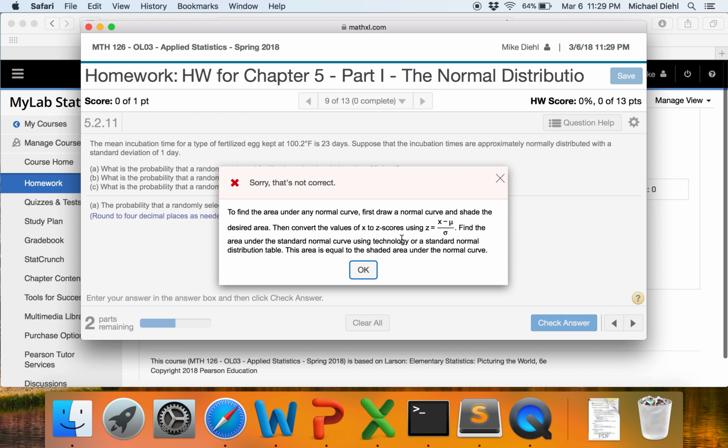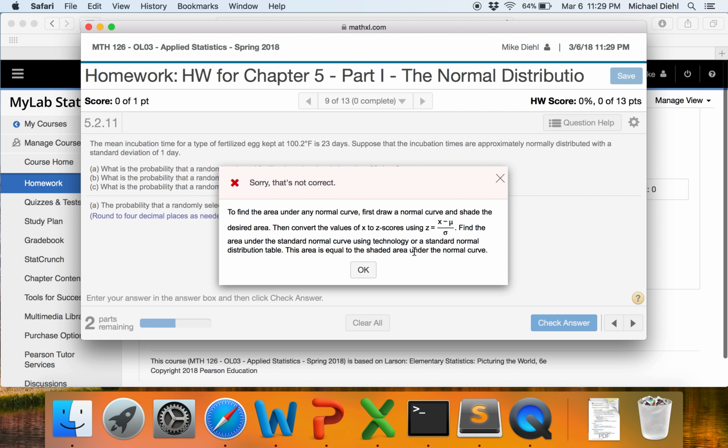And then it tries to give you a little bit of advice. I've got to be honest, sometimes this advice is helpful. Sometimes this advice is super not helpful. By that, I just mean that this homework system and the ebook we use doesn't use Excel. And so a lot of times the advice they give you, like this says convert the X to Z scores, I would say that's terrible advice.